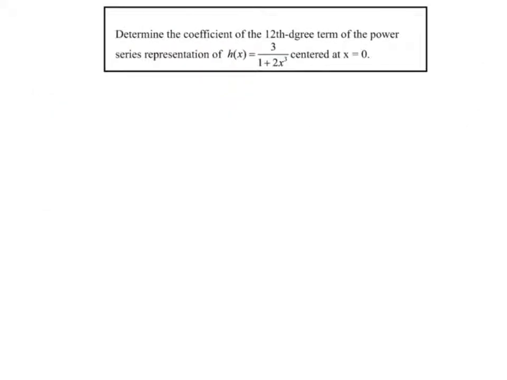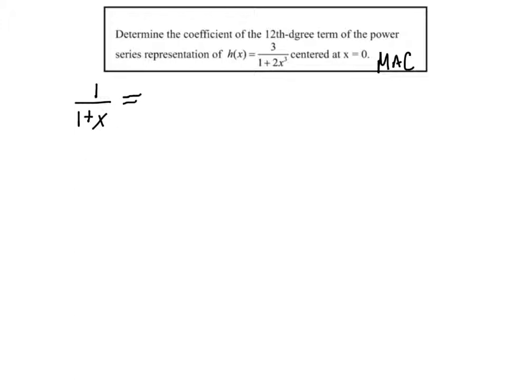Okay, determine the coefficient of the 12th degree term of the power series representation for that function centered at x equals 0. Well, centered at x equals 0 means it's a Maclaurin. And to me, it's really similar to 1 over 1 plus x. I can multiply it by 3, I can put in a 2x cubed instead of an x, but it's similar.